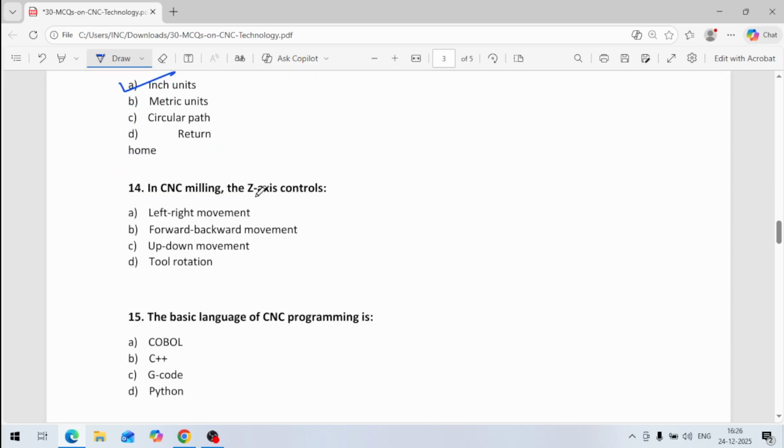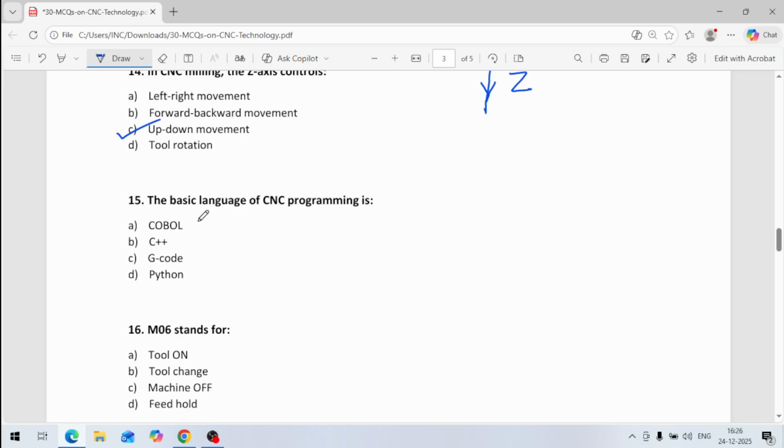Okay. In CNC milling, the Z-axis controls left-right movement, forward-backward movement, up-down movement, or tool rotation. So the answer is up-down. The Z-axis is up-down movement. Basically the vertical axis is the Z-axis, like this. This is your Z-axis, so it controls up and down movement.